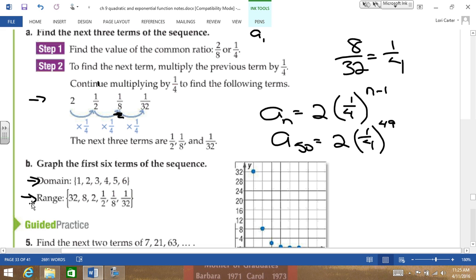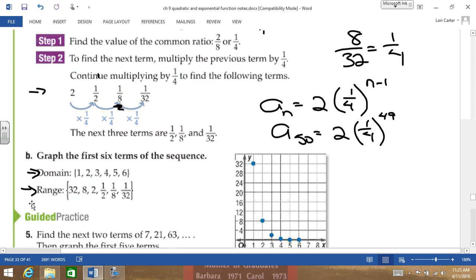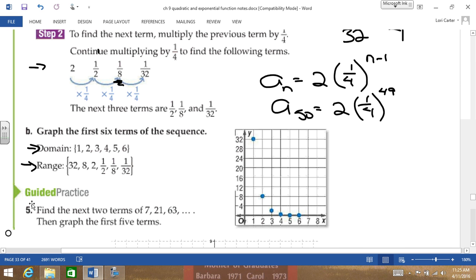So we started, this starts way up here, by the way, at 32. So it's 32, 8, 2, 1/2, 1/8, 1/32. If I make you graph them, they would be here, here, here. Could I go on forever? Yes. But did I tell you to? No. Since I told you to do only the first 6, that's all you get to do.